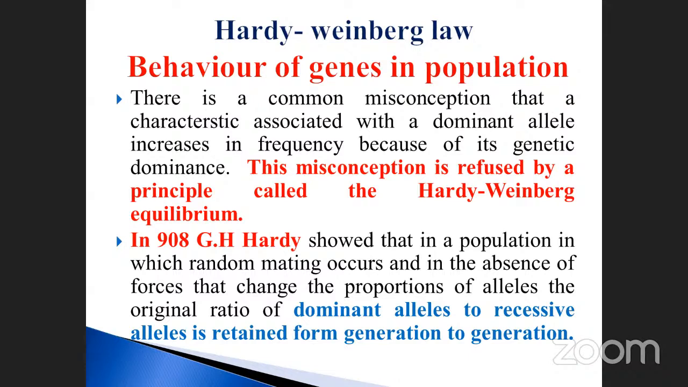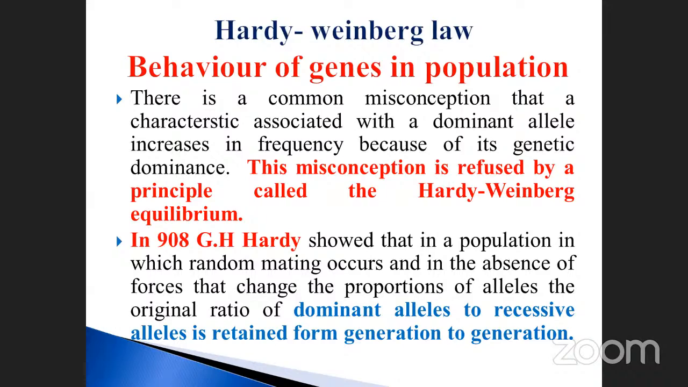Which one is a dominant allele? Which one is the recessive allele? Because in previous ages, there was no proper mating system, isn't it? Randomly they mated. That's the reason. So which gene is transferred from which place? How will you identify? Only with this law. So the behavior of the genes of the population we can easily calculate with the help of the equation called the Hardy-Weinberg law. The misconception is refuted by the principle called the Hardy-Weinberg equilibrium.